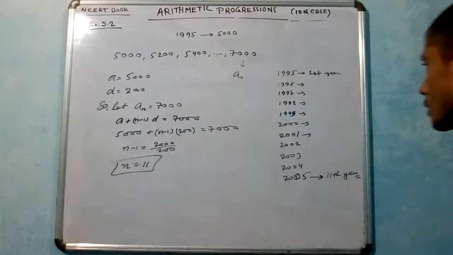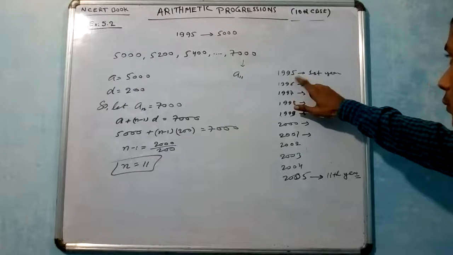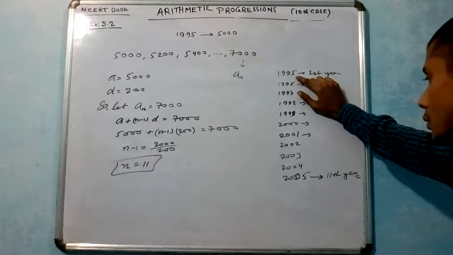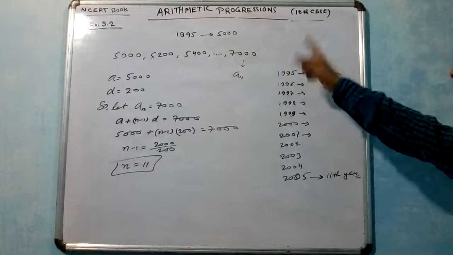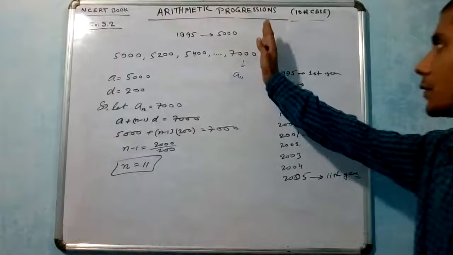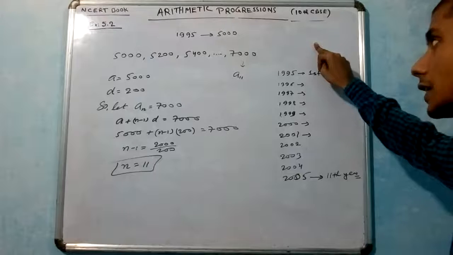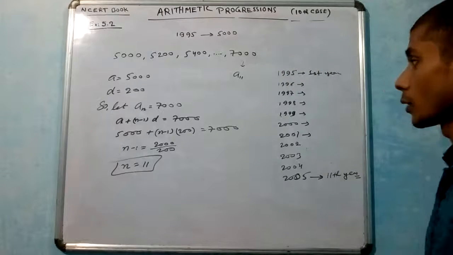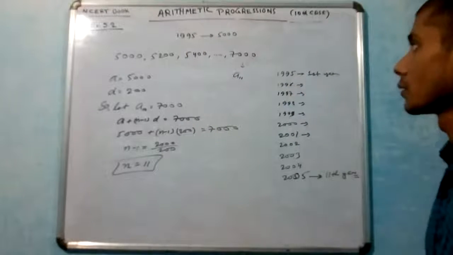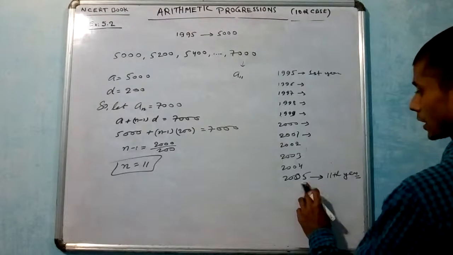So why did I write like this? Why did I not just do the calculation here? 1, 2, 3, 4, 5, 6, 7, 8, 9, 10, 11. Tell me what you should have done to get 2005. 1995 plus how much? AP formula, everything we did. Now we understood that in the 11th year he will get 7,000. That also is okay. But what will be the 11th year from 1995 as the first year? How to come directly to 2005 from 1995 without writing all this?